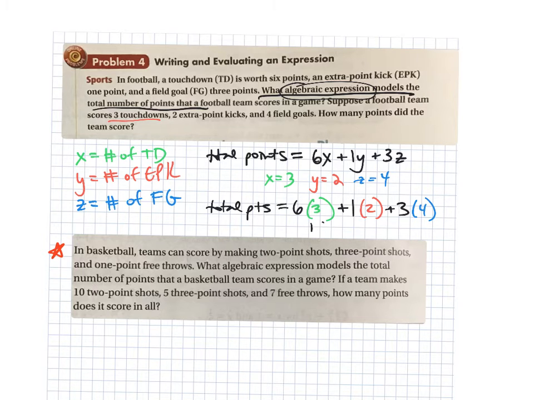Okay, so this becomes 18 plus 2, which is 20, plus 12 is 42. Right, 20, 32. Sorry, that felt wrong. Okay, so this team scored 32 points.